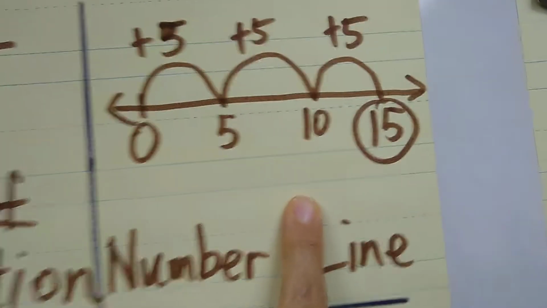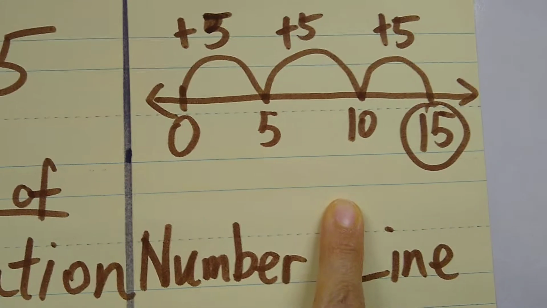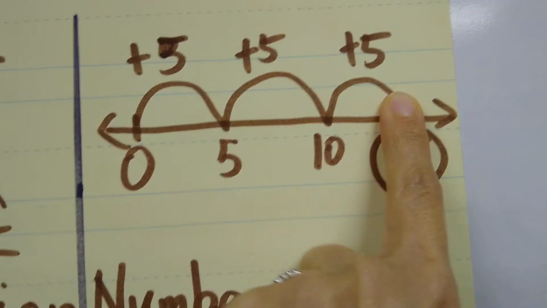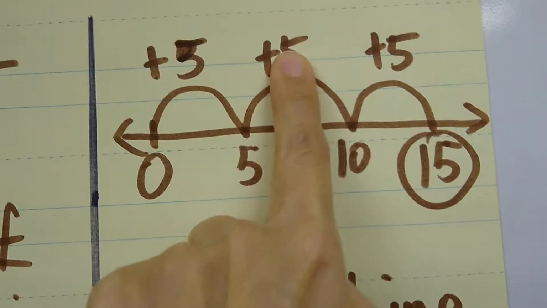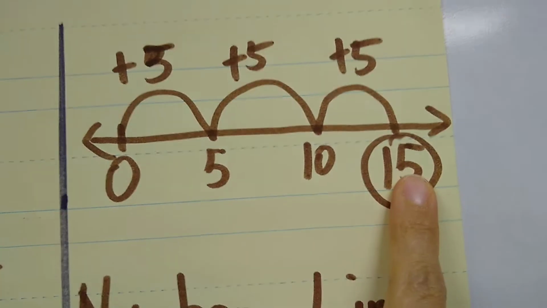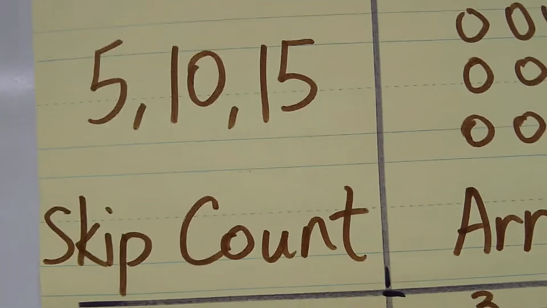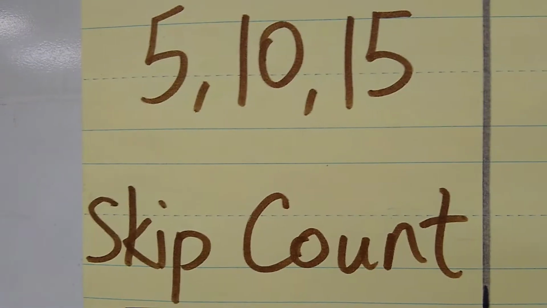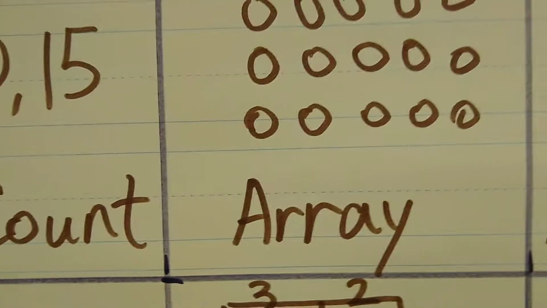Here's a number line. That means we're adding 5 3 times, so we jump 3 times. The number of jumps is your group, and the number you skip is your each. The total is 15. Here's your number line. This is skip counting. Just like the number line, you have 5, 10, 15. And here's your skip counting also.